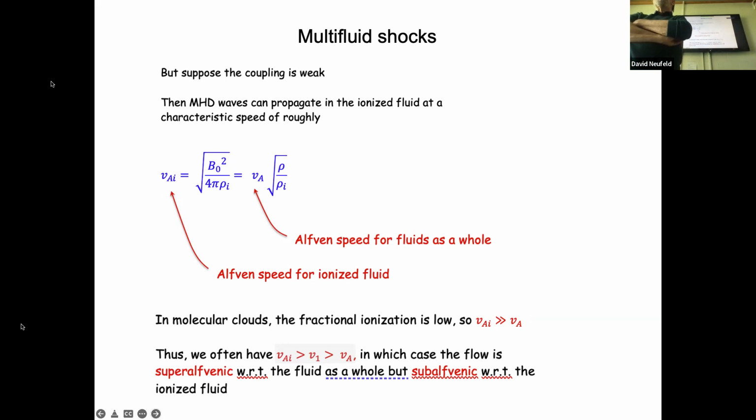Yes? Is this rho the total density, or the total density of the ions? There are two rhos here. One is the total density, and one is the density of the ions. Because the total density is much larger than the density of ions, the Alfvén speed in the ions is much larger than it is in the neutral particles.